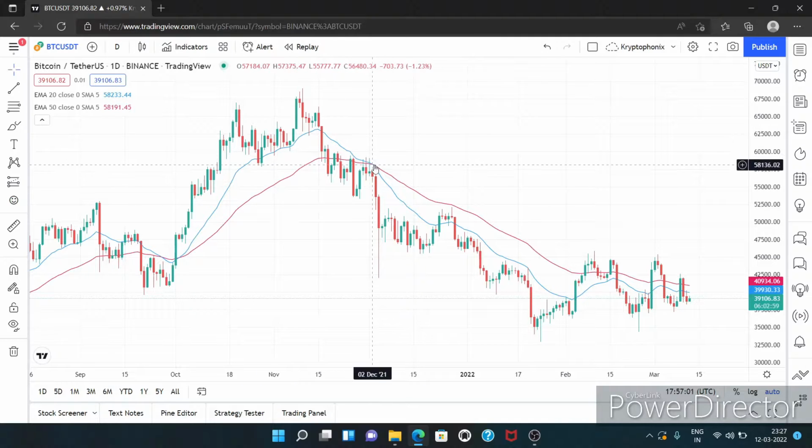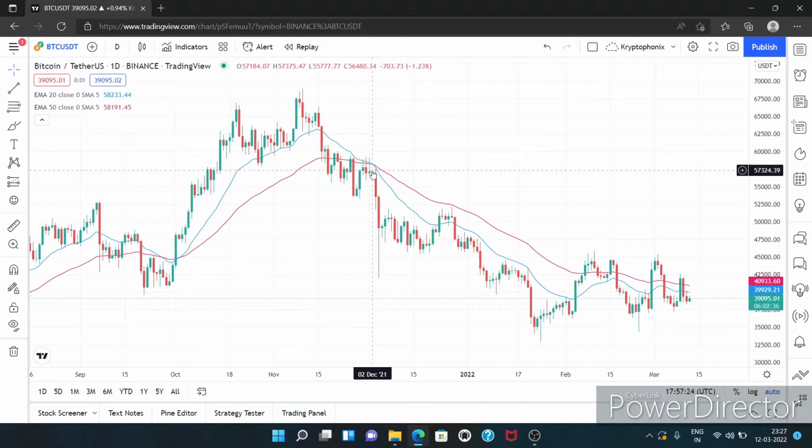If we look over here, a crossover is being formed where the 50 EMA moved above the 20 EMA. Now this is a signal to short. Whereas if we look over this point, the 20 EMA moved above the 50 EMA. This being a signal to buy.